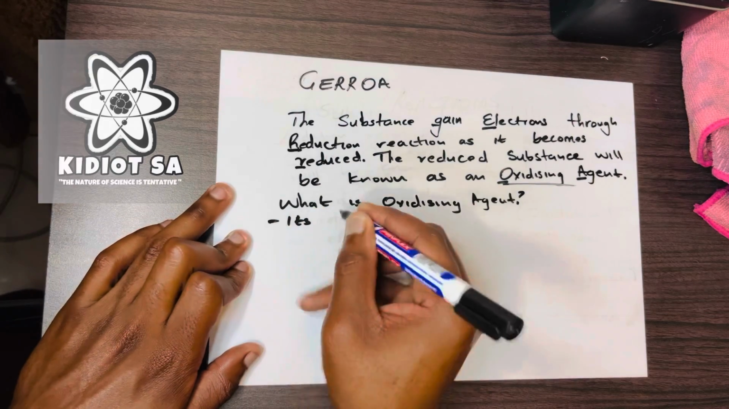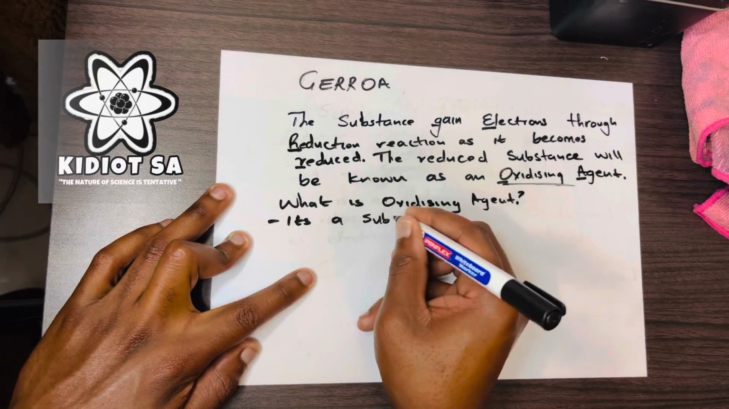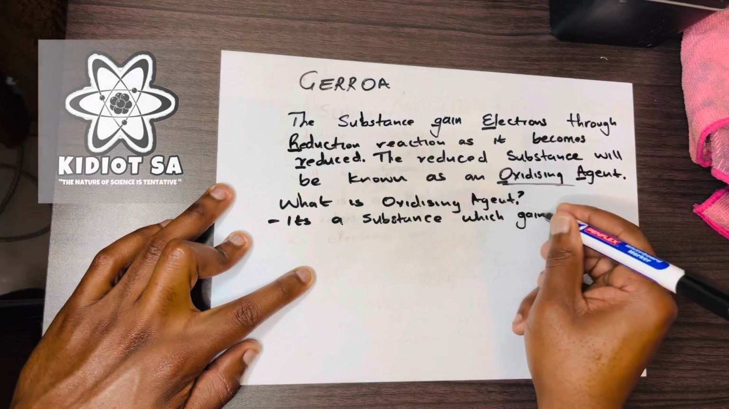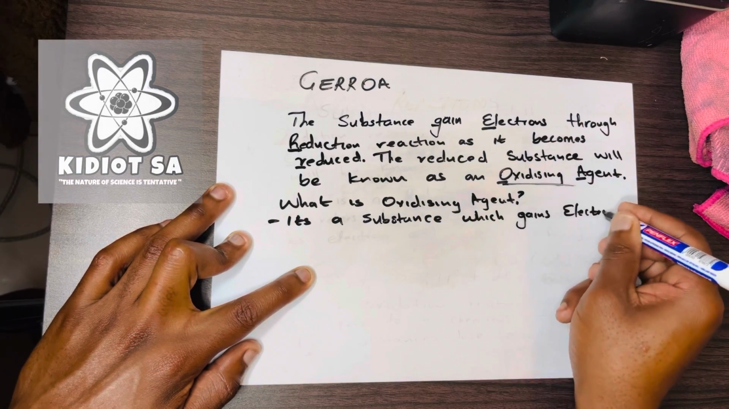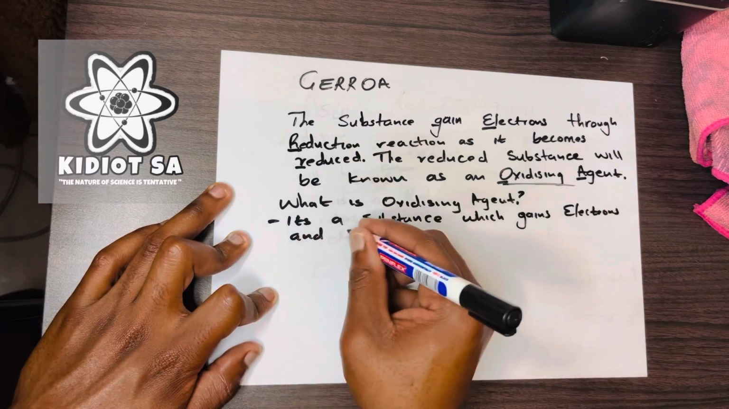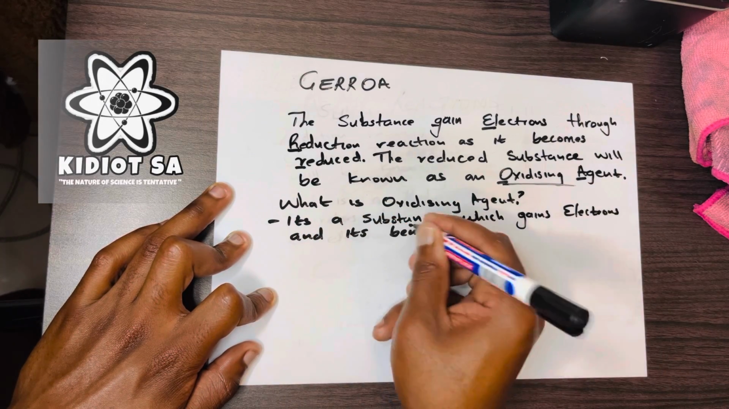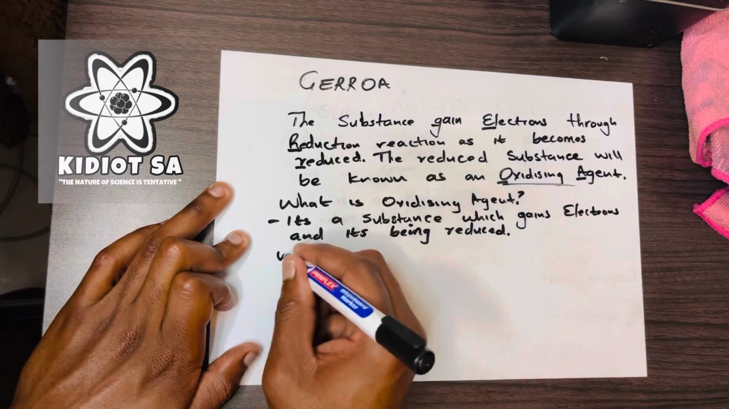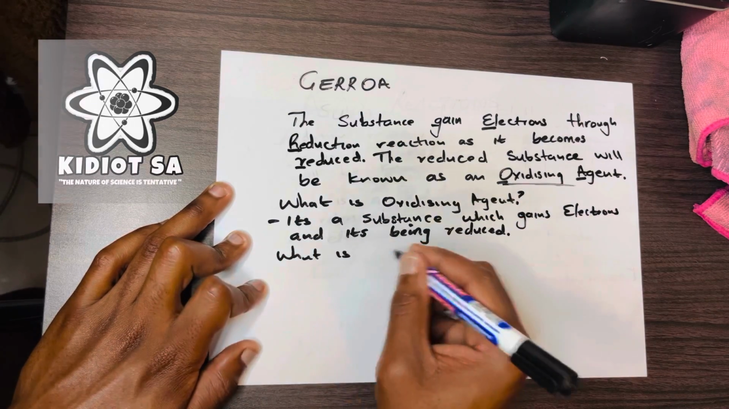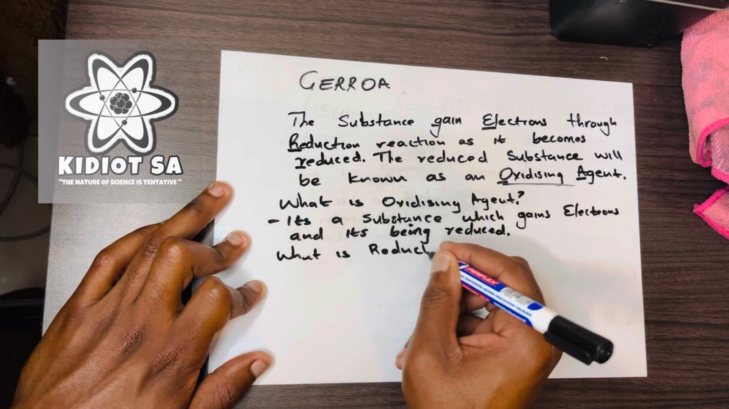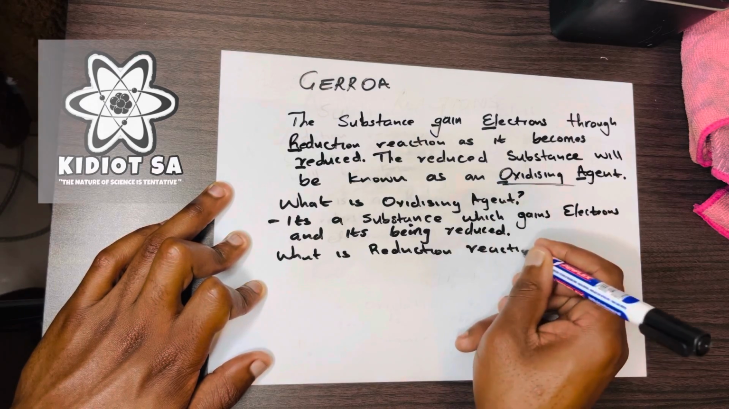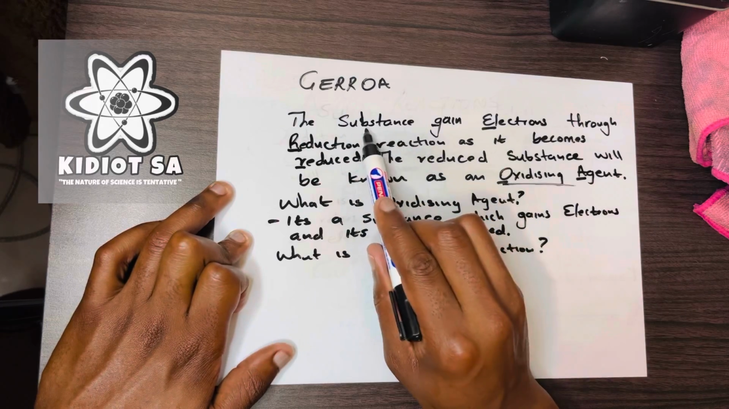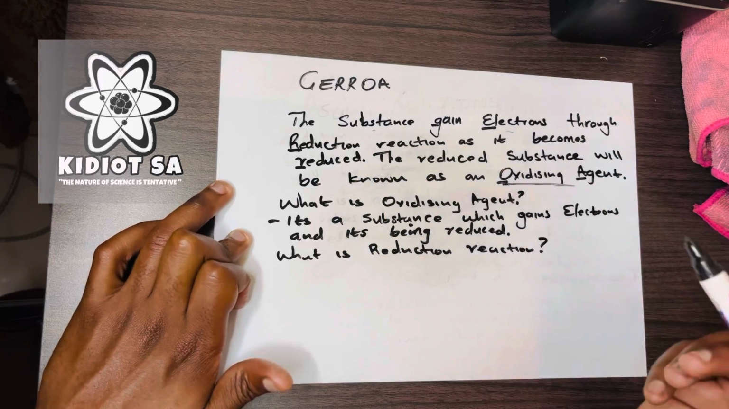It's substance which gains electrons and it's being reduced. Again, if they say, what is reduction reaction? This is what you should tell them. A reduction reaction is a chemical reaction by which substances gain electrons. Simple.